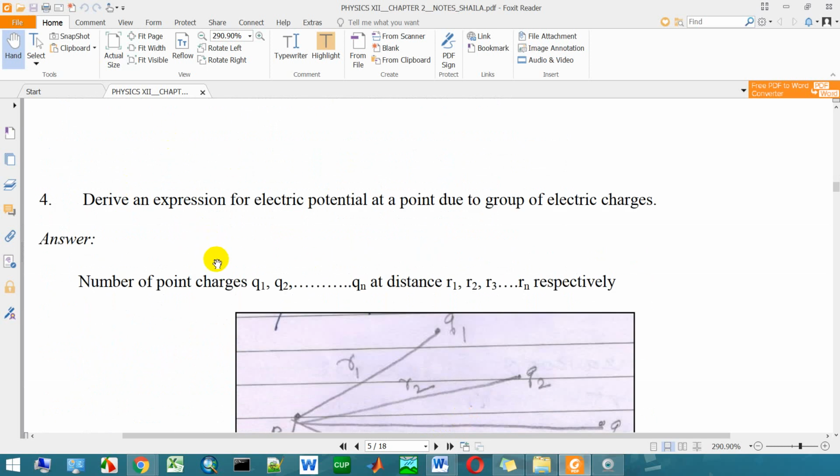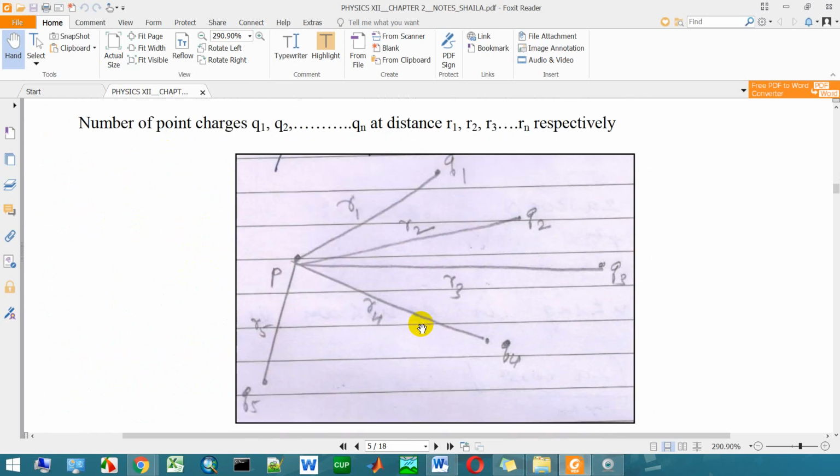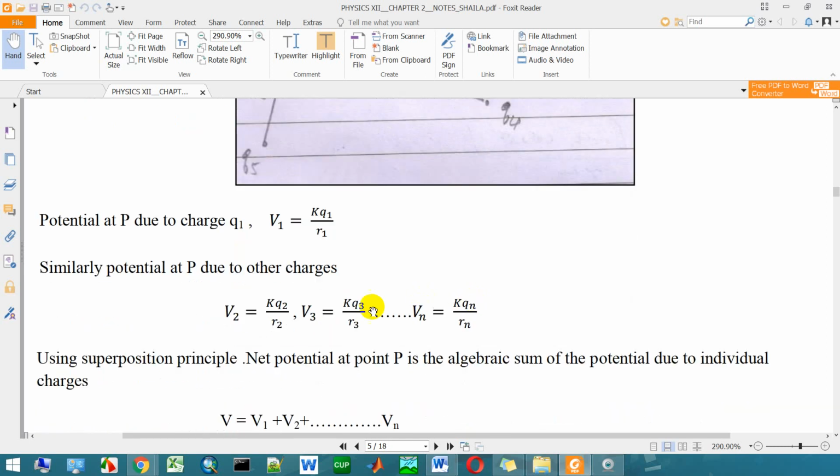Then, as the fourth question, electrostatic potential at a point due to a group of electric charges, which you have learned in the first chapter also. Field at a point due to multiple charges, force at a point due to multiple charges, in the same manner, potential at a point due to multiple charges. Let the multiple charges be Q1, Q2, Q3 and so on to Qn, or here we have taken it as Q5. The distance of Q1 from P is R1 and the distance of Q2 from P is R2, and so on. Again, using the concept of the superposition principle.